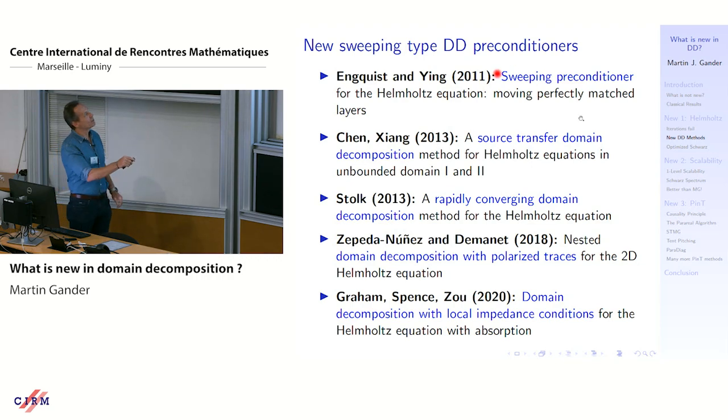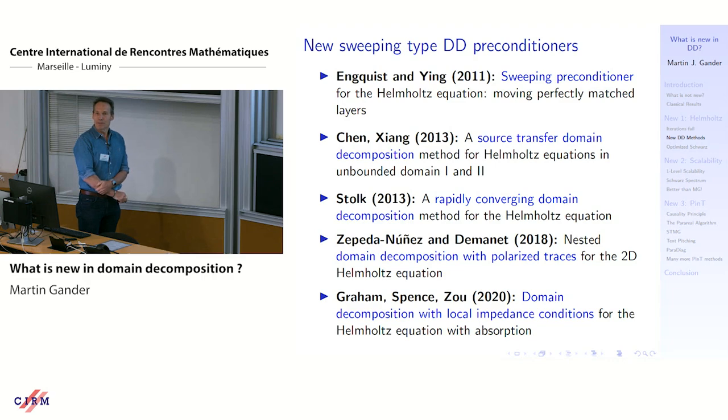Then there was a paper by Stolk, a rapidly converging domain decomposition method for the Helmholtz equation. Very interesting paper. There's the work by Laurent Demanet and collaborators in 2018, nested domain decomposition with polarized traces. Ian Graham, Euan Spence, and Jun Zou wrote also a paper with impedance conditions.